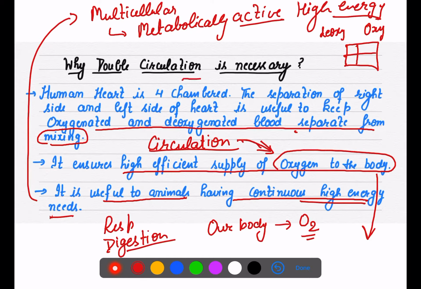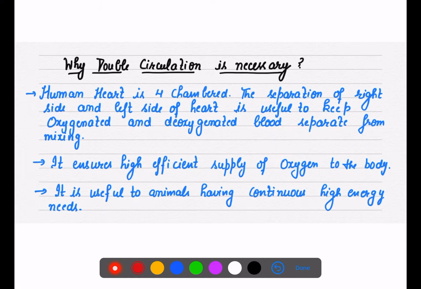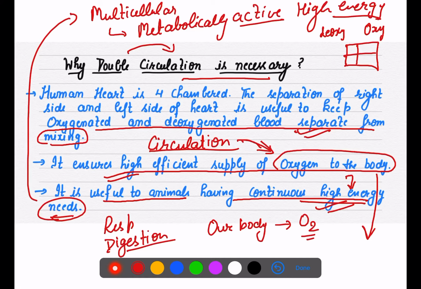So why is double circulation necessary? First, to keep the blood separate, deoxygenated and oxygenated. Second, to provide high supply of oxygen, and third is for having continuous high energy needs which can only be provided with the proper circulation. This is all about in this lecture.